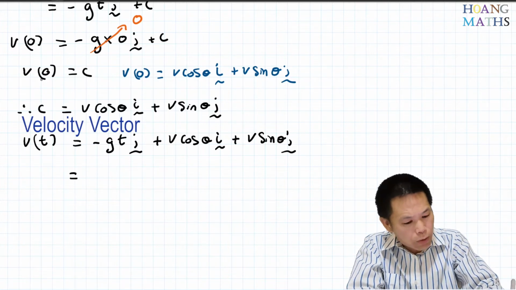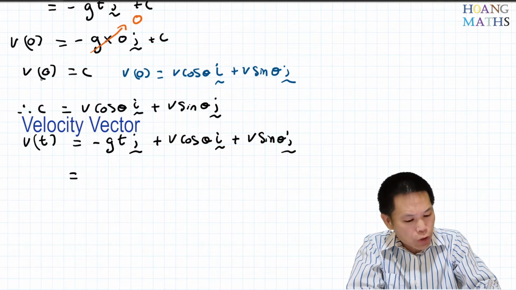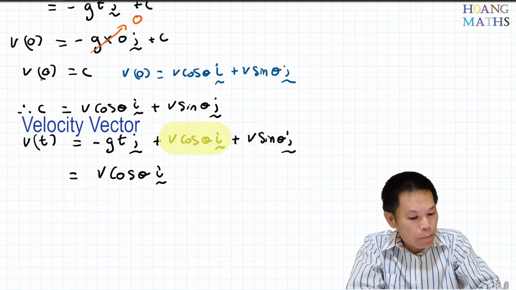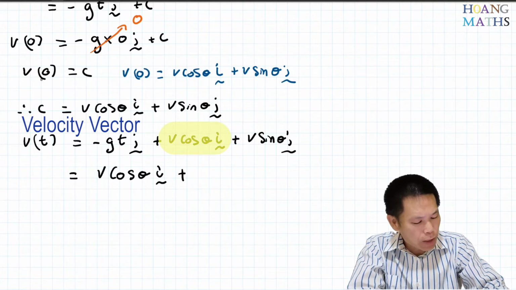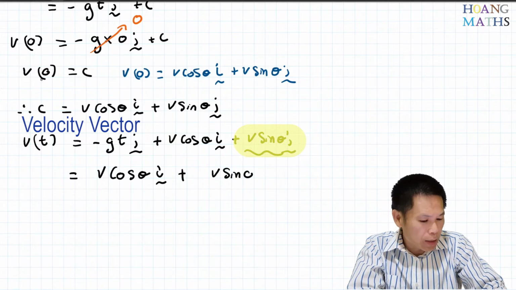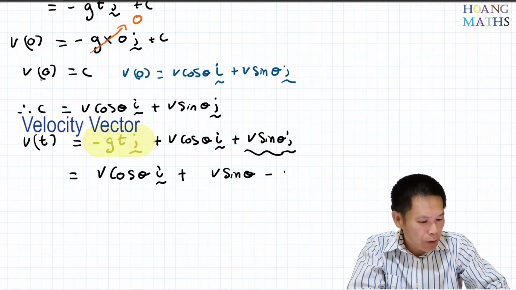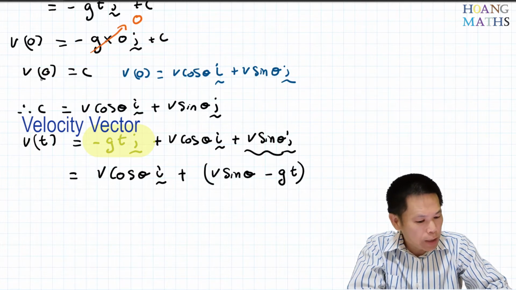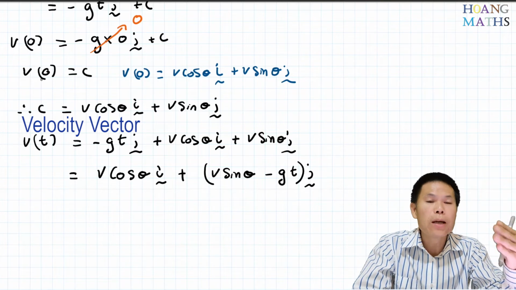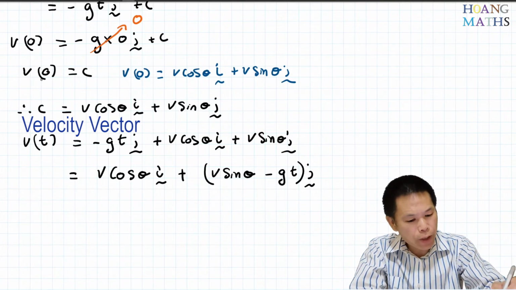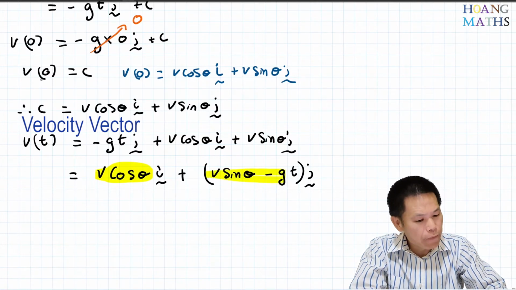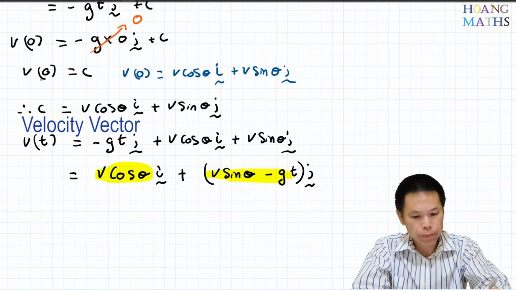So that is equal to, I just write the horizontal component first, V cos θ i, plus, I just write this down first, V sin θ minus gt in brackets, and this is the j component. So there you go. This is the velocity. And don't forget, this is the horizontal component, and this is the vertical component.